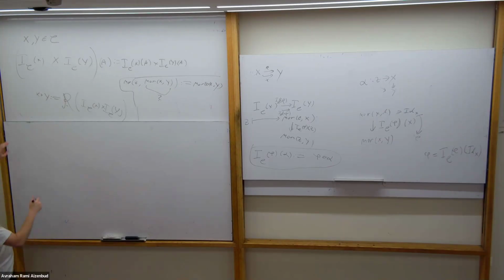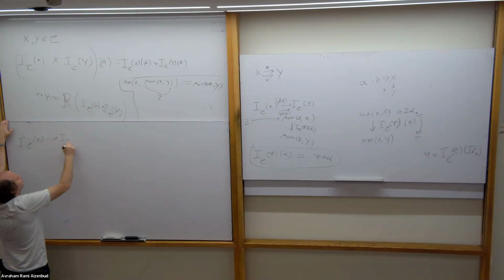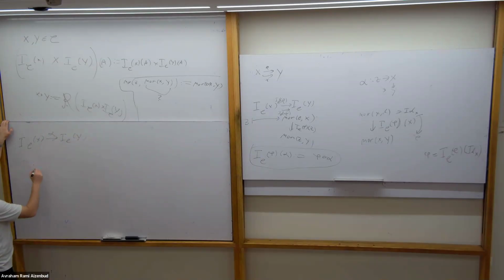So you have IC of X, IC of Y. You have alpha here. I want to find phi from X to Y such that alpha is equal to IC of phi. So how will we define phi?